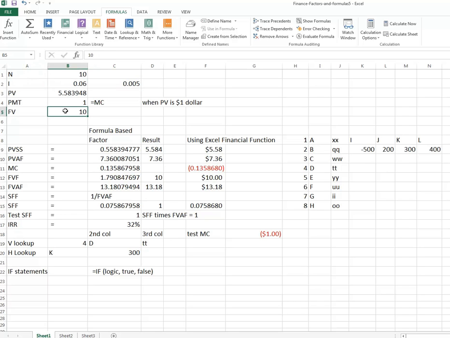The future value is $10. The payment is $1. The present value is 5.58. I pre-calculated those. Let me show you how I get those.